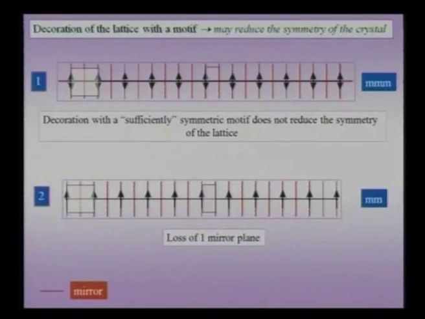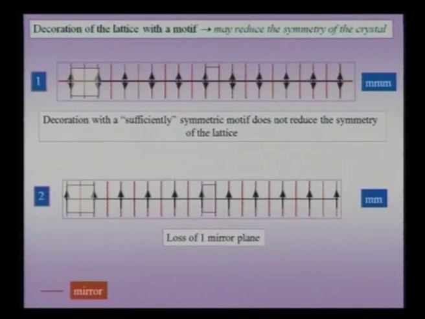And let us try to decorate this lattice with some kind of motif and see what happens to the crystal we are generating. Now, each one of these examples in this slide and the coming slides are crystals which have been generated using the lattice. Of course, we will not focus on every one of these examples, but I will take a few of these which are shown in the slides to illustrate the important point.